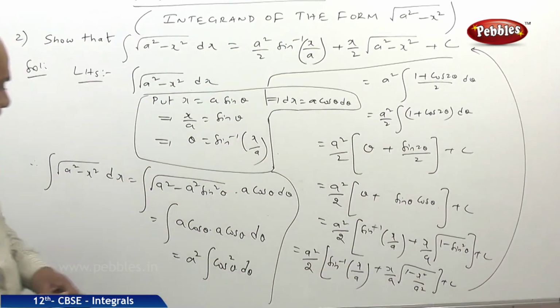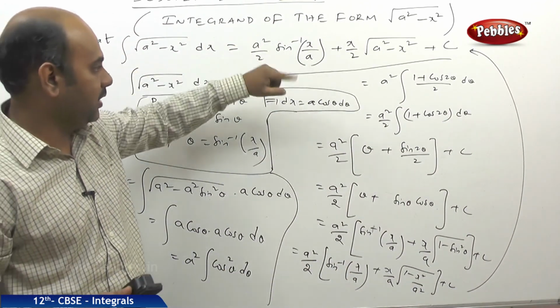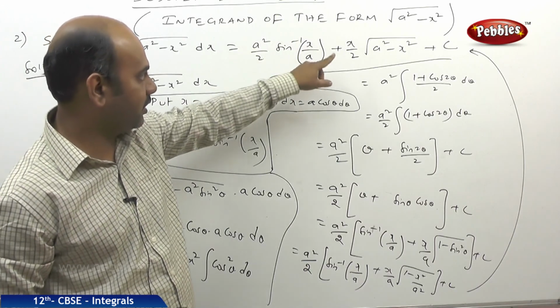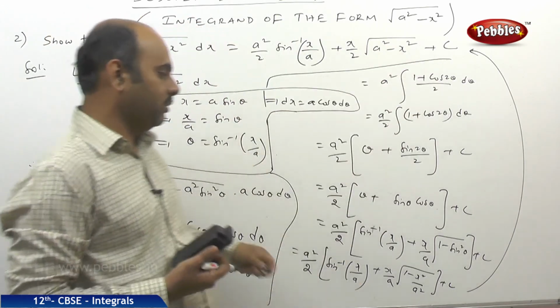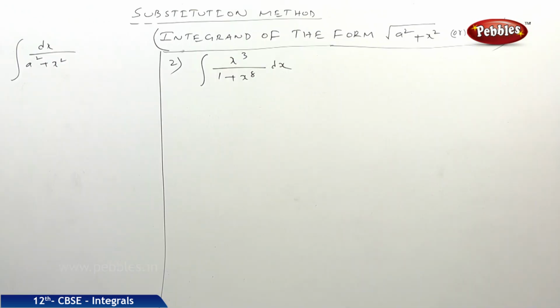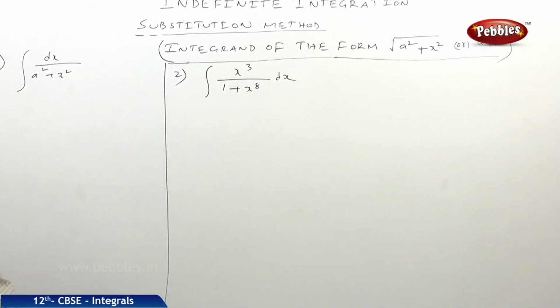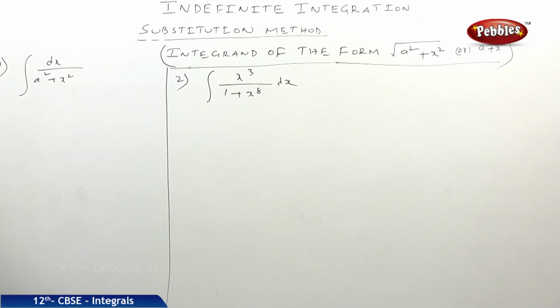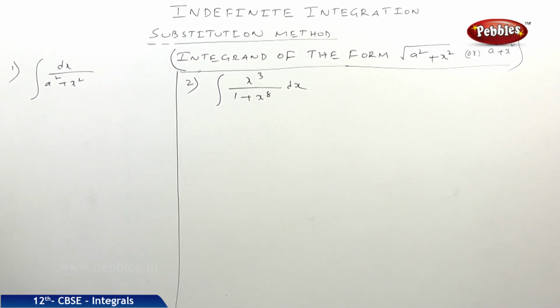So directly I can tell, integral of under root of a square minus x square dx is equal to a square by 2 sin inverse of x by a plus x by 2 into under root of a square minus x square plus c. Right. Now in the previous class we had seen integrand of the form under root of a square minus x square. Now under the next category in substitution method, we'll be seeing integrand of the form under root of a square plus x square or a square plus x square.